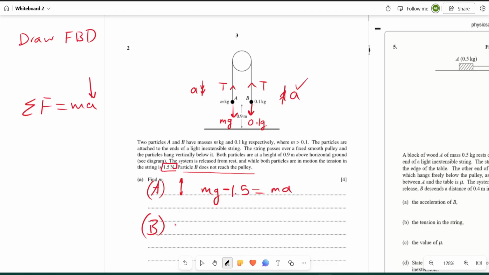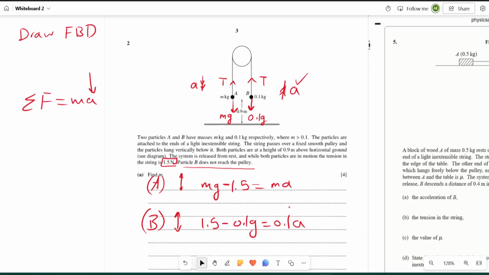So B, which direction should I take as positive? If you said up, then you are right, because acceleration for B is up. So it's going to be tension minus weight. So tension is 1.5 minus the weight, which is 0.1 g, should equal the mass of B, which is 0.1 times a.